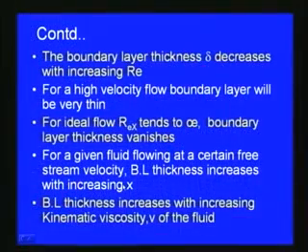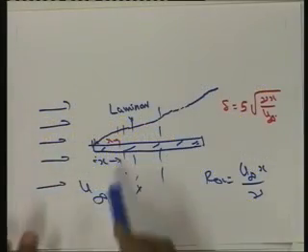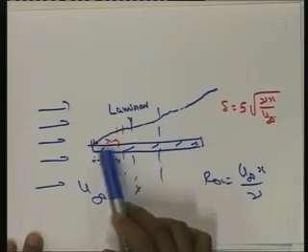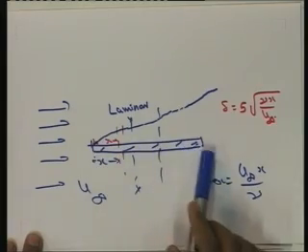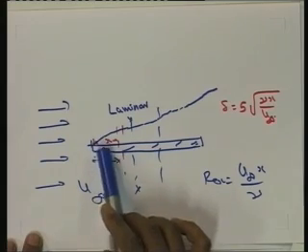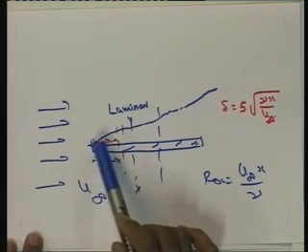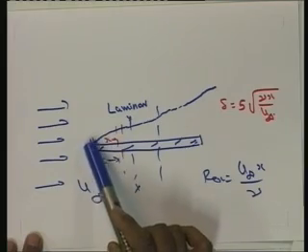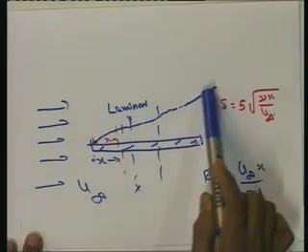And then for a given fluid flowing at a certain free stream velocity, the boundary layer thickness increases with increasing x. That is what we have seen here. When the distance is increasing from this point to this point, the boundary layer thickness keeps on increasing. So, this is for a given fluid flow condition. When we introduce a flat plate in a free stream velocity, then starting from the leading edge of the plate, and this is the trailing edge, from here onwards the boundary layer thickness keeps on increasing.